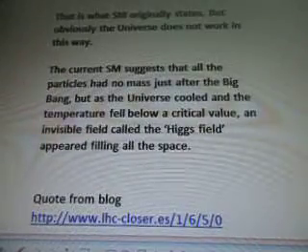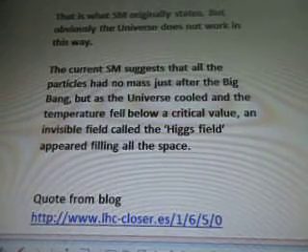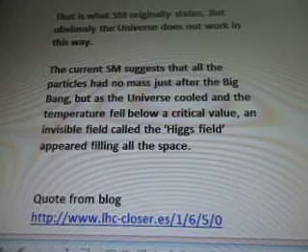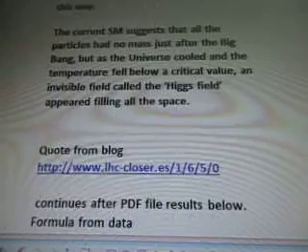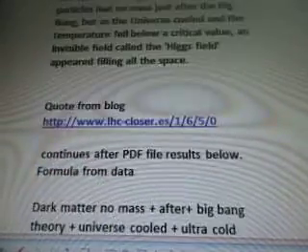Quote from blog: "The current SM suggests that all the particles had no mass just after the Big Bang, until the universe cooled and the temperature fell below a critical value, an invisible field called the Higgs field appearing, filling all the space."